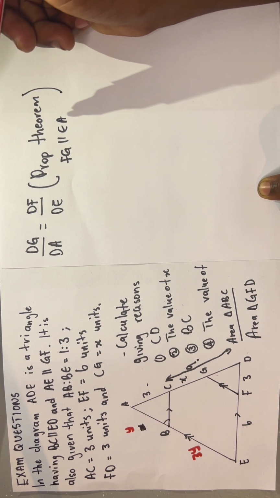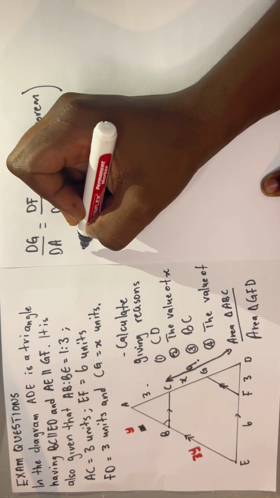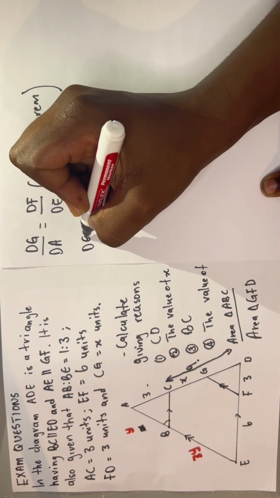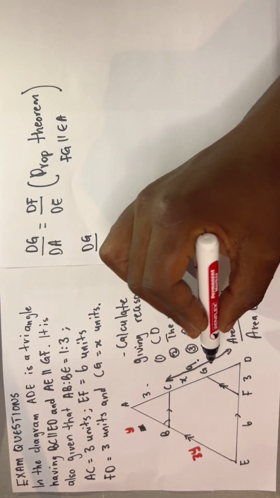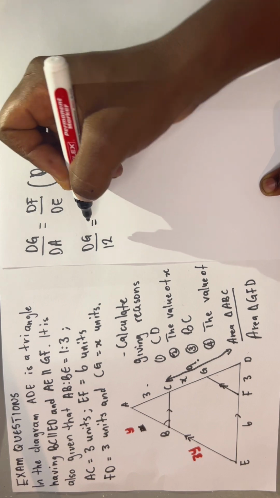So this is going to be your reason. Now you're going to say, look, what is going to be there for your DG? So your DG over your DA. Your DA is going to be this 9 plus this 3, which means it's going to give you 12 units, is equals to your DF.